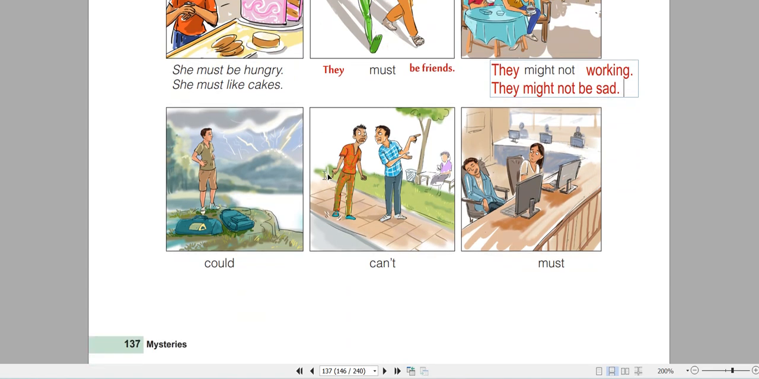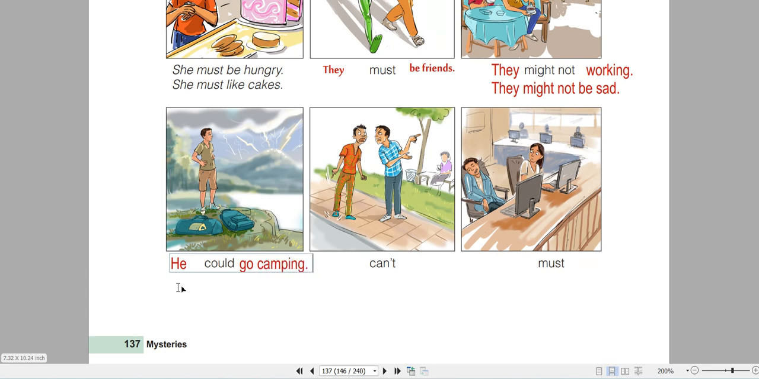Okay, we're going to look at it. We can see the weather in here. So what is it? He could go camping.